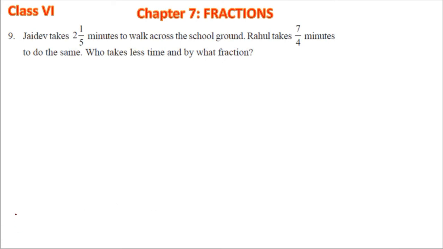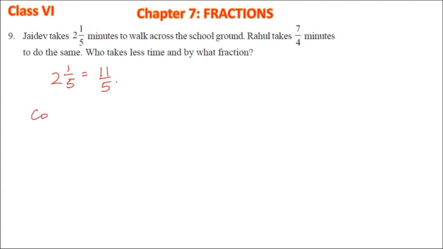Now we have the last question. Jaydev takes 1 by 5 minutes to walk across the school ground. Rahul takes 7 by 4 minutes to do the same. Who takes less time and by what fraction? Again, it's a comparison. First, let's write this as an improper fraction. This will be 11 by 5.